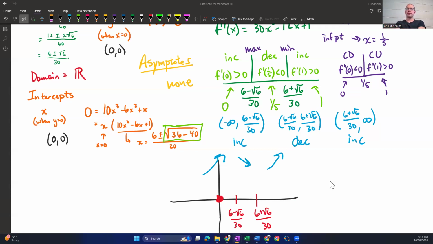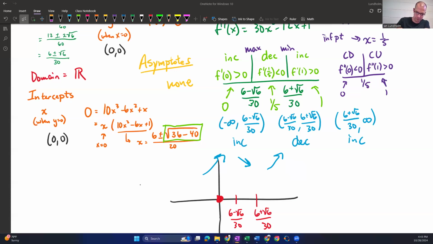But yeah, the concavity changes right in the middle of those two. So we're going to have an inflection point right here. And if I wanted to sketch this, I've anchored it by having an intercept, and I've got these intervals. So I think the best thing that I could do probably is just try to graph it.